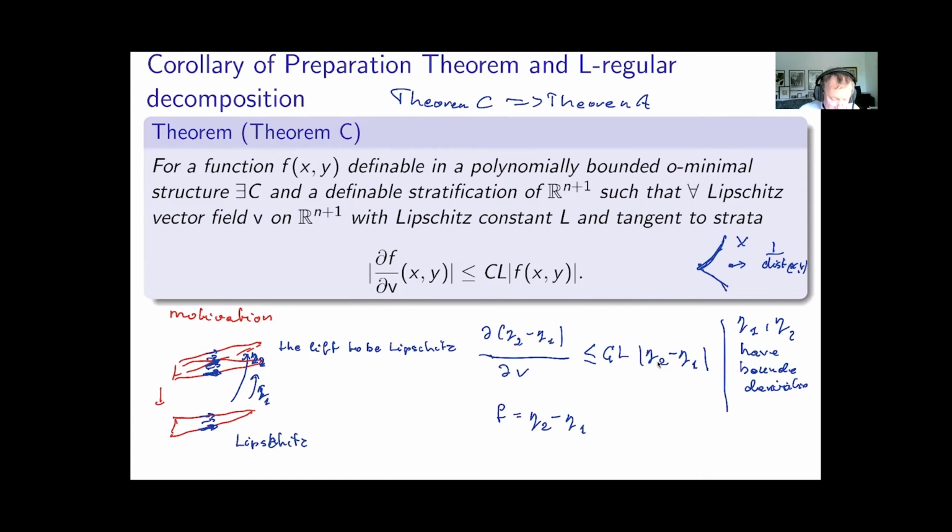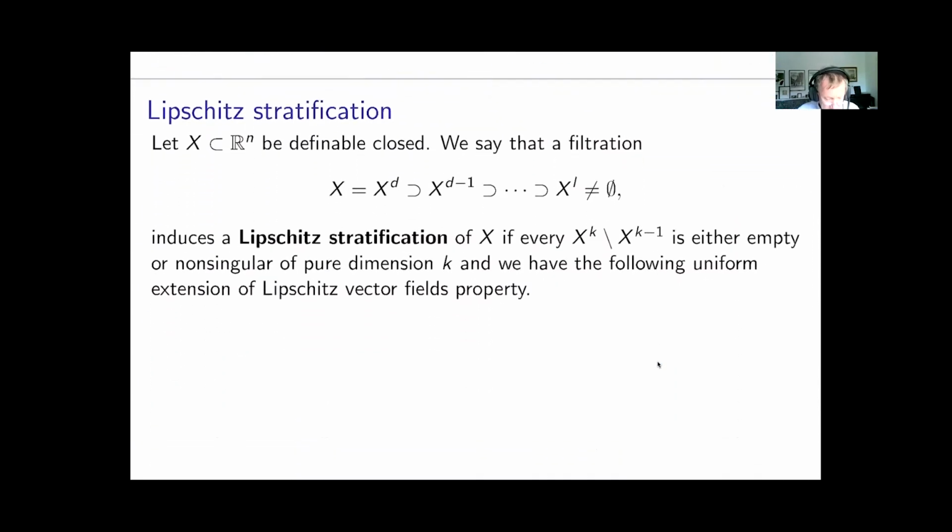And how do you prove it? You prove it in the same way as theorem A. What I explained, you just differentiate. But you need something extra. You need that the translation function, which was called theta, has bounded derivatives. That's really why for the proof you need to use a preparation theorem and also a regular decomposition. And now when you have this result, the construction of Lipschitz stratification is fairly standard.